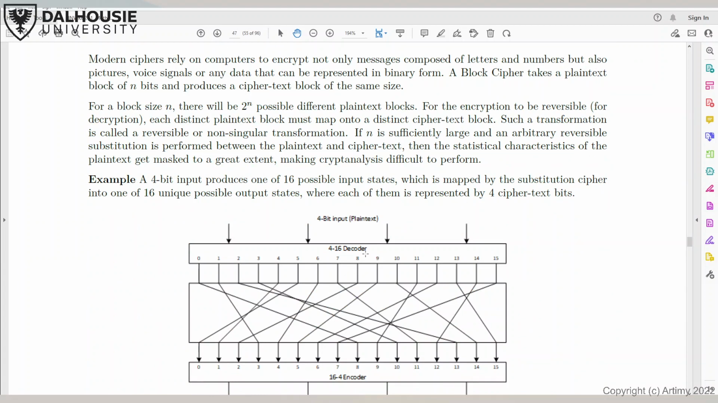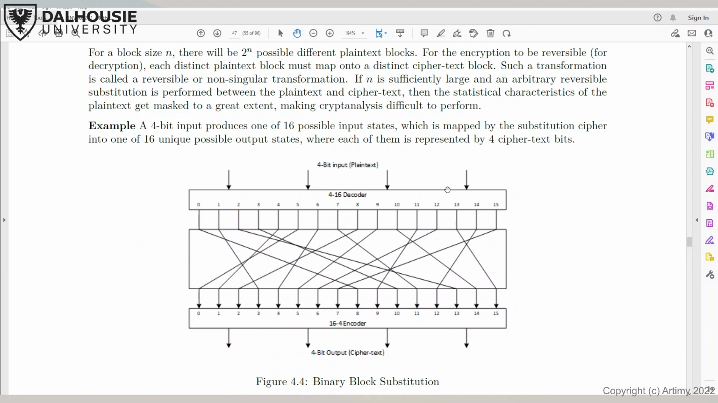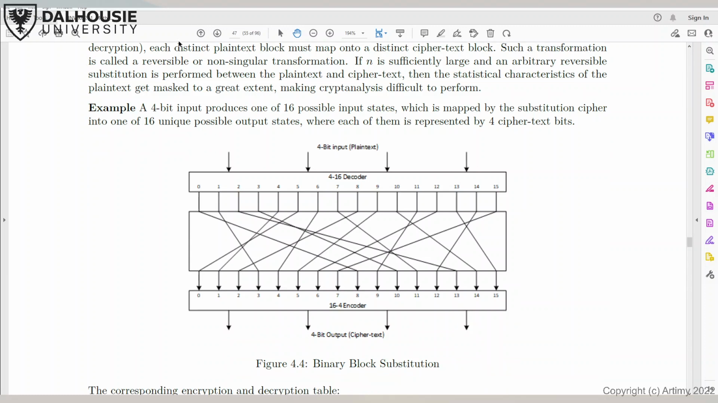All right, one technique we can do is this. We have here an example of 4 bits, and we want to convert them into another 4 bits. So we want to scramble them: take 4 bits at the top and scramble them into 4 different bits. We can do that with different techniques, but this is one of the techniques that uses decoders and encoders.